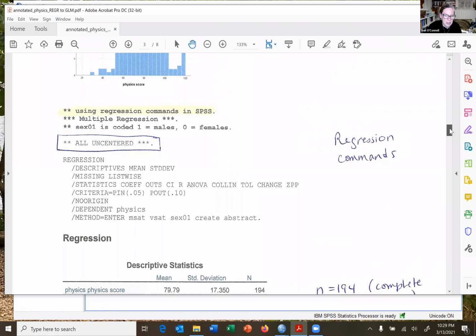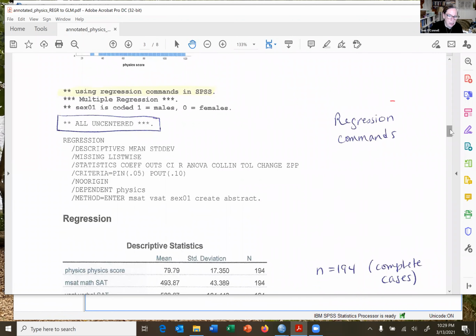So the first example is using regression, and I'm using the sex 0, 1 variable. So it's dummy coded, so I can include it in that form in regression. And these examples are uncentered. We're not going to worry too much about the intercept. Just in this review, we're really looking at what's happening with the slopes and how things can correlate between the regression commands and the GLM commands.